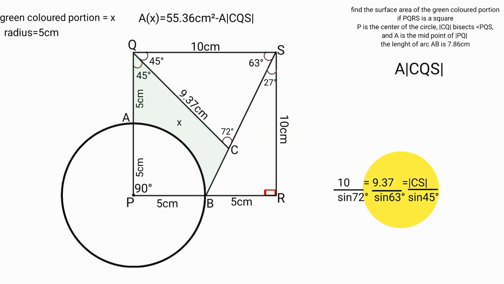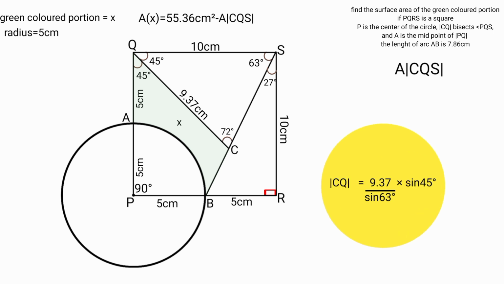Now taking this part here, 9.37 over sine 63 degrees equals line CS over sine 45 degrees. Making line CS the subject, line CS equals 9.37 over sine 63 degrees times sine 45 degrees, which if you press your calculator equals 7.4361, approximately 7.44. So line CS equals 7.44 centimeters.